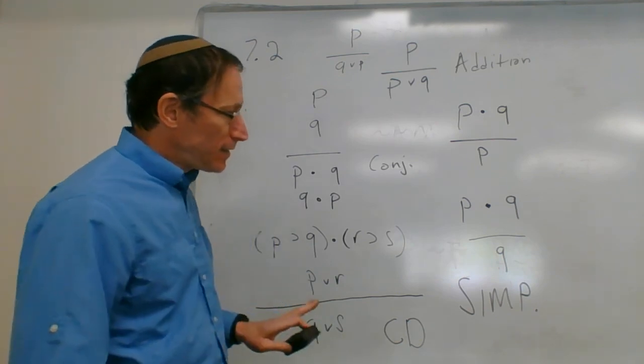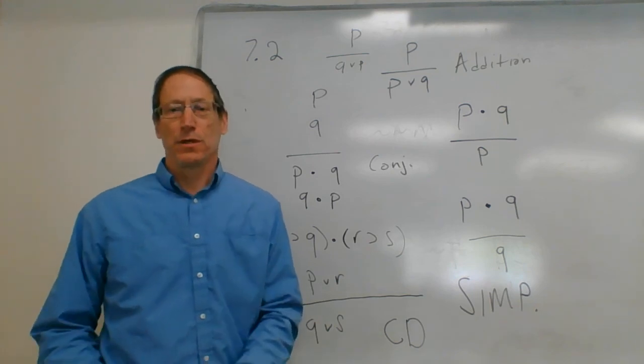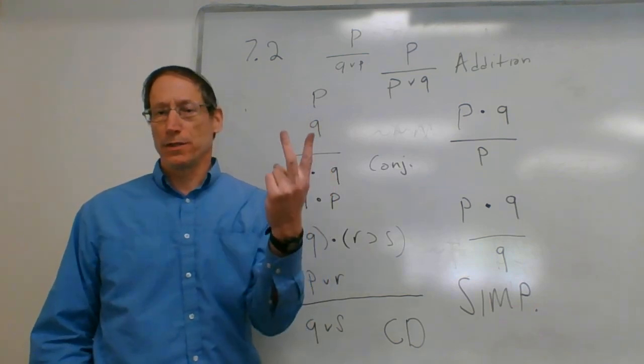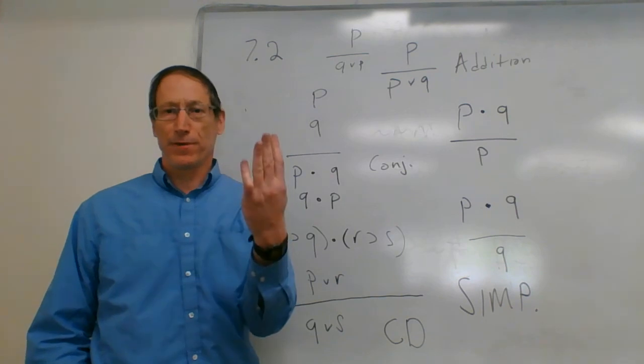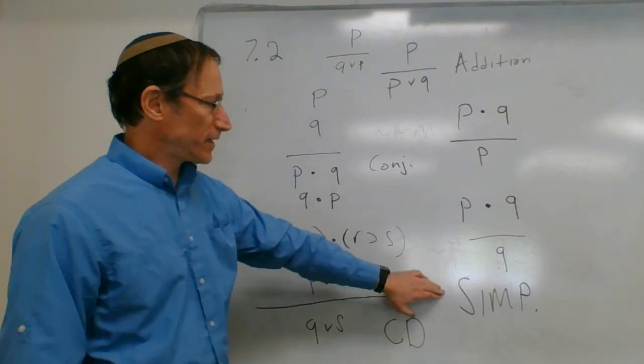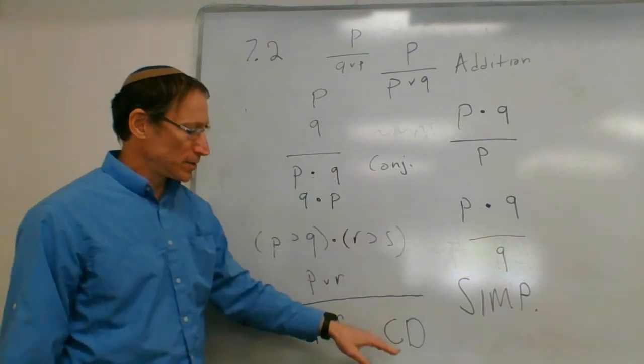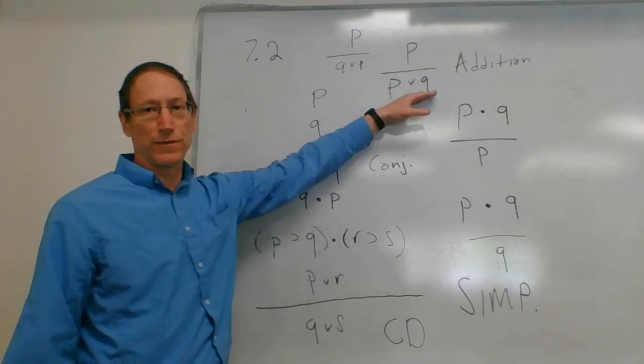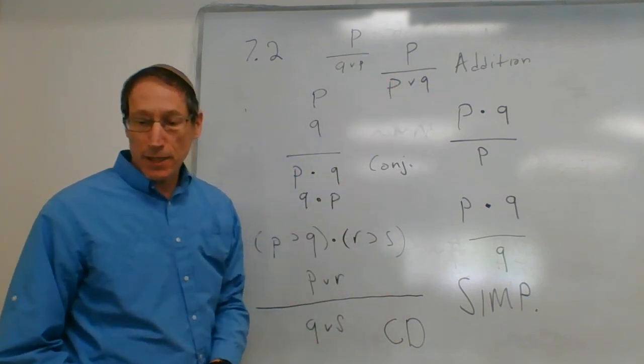Okay, but for now, we have 8 rules: modus ponens, modus tollens, disjunctive syllogism, hypothetical syllogism, simplification, conjunction, constructive dilemma, and the rule of addition. Those are the 4 new rules.